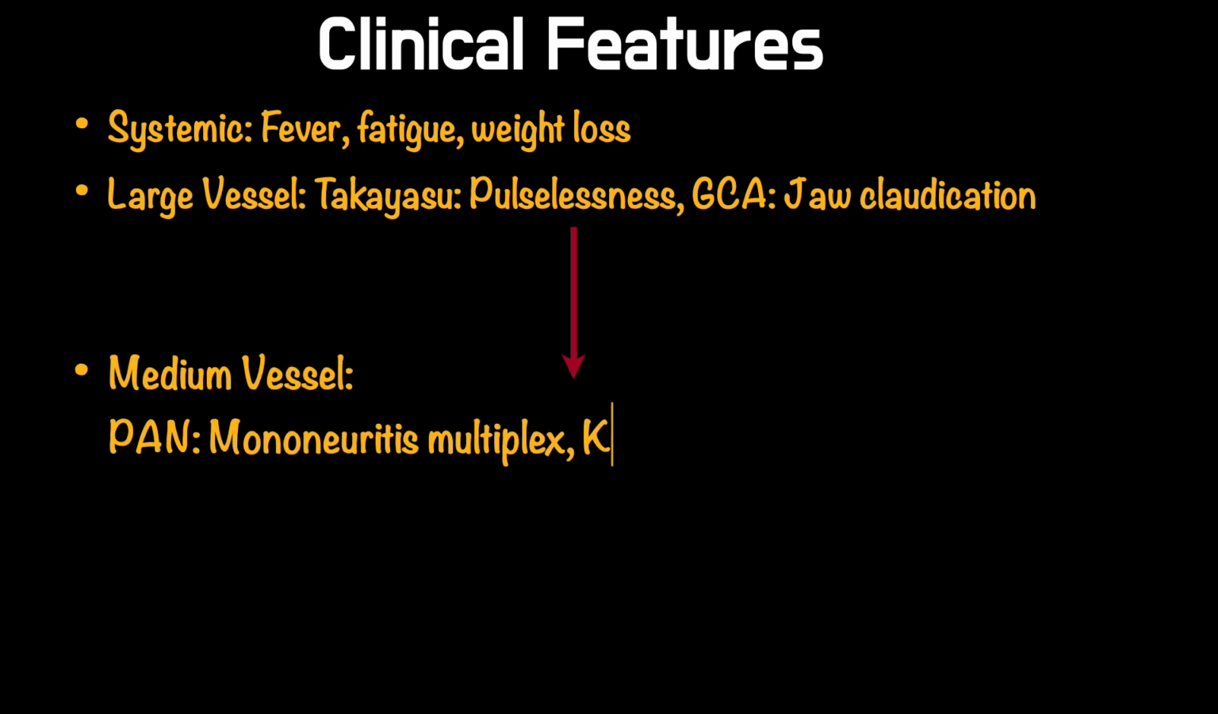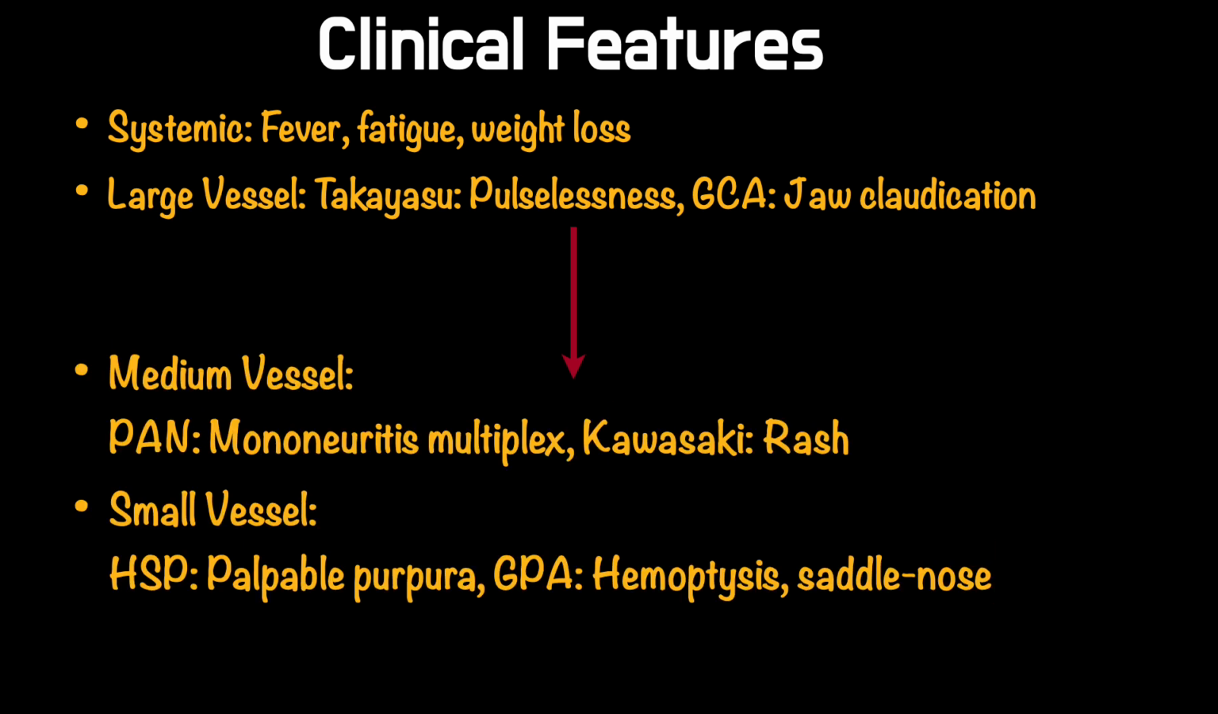And in medium vessel, it can be PAN. What is PAN? PAN is polyarteritis nodosa. So mononeuritis multiplex is a clinical feature, and in Kawasaki, it is rashes. And in small vessel, it is Henoch-Schonlein purpura. So there is palpable purpura in HSP, and in GPA, that is granulomatosis with polyangiitis, there is hemoptysis and saddle nose. You have to remember this specific point. Saddle nose is a typical feature you have to remember.